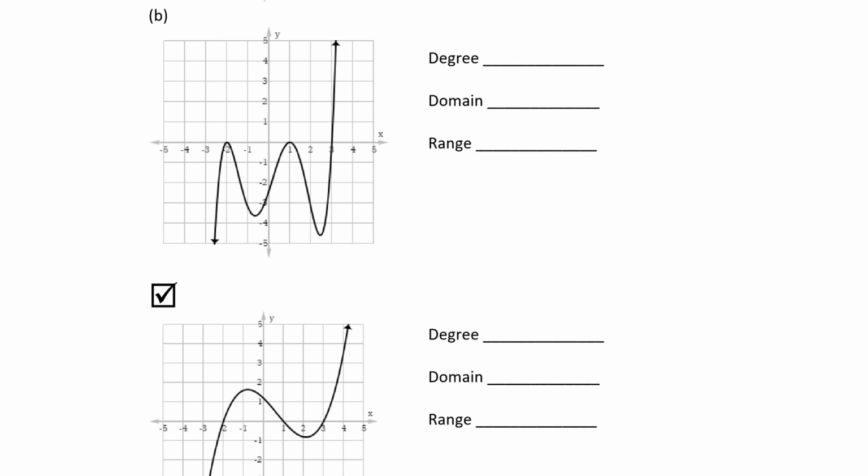Looking at the next graph, it is definitely a polynomial because it's smooth and continuous. The activity occurs in the interior. The left end falls and the right end rises. So let's examine the x-intercepts. I'm just concerned about where the graph crosses the x-axis.